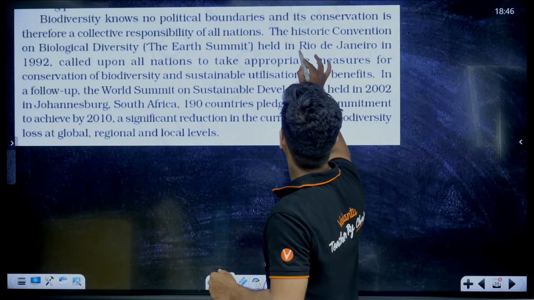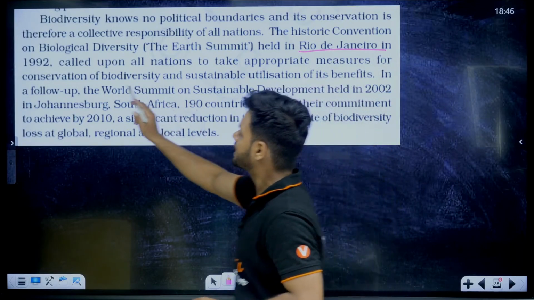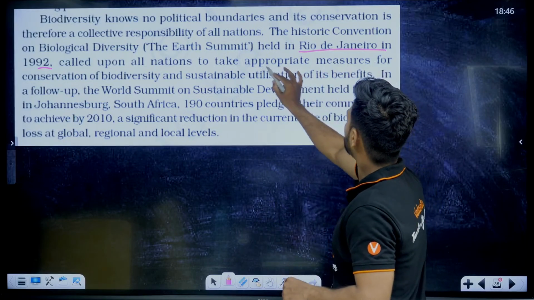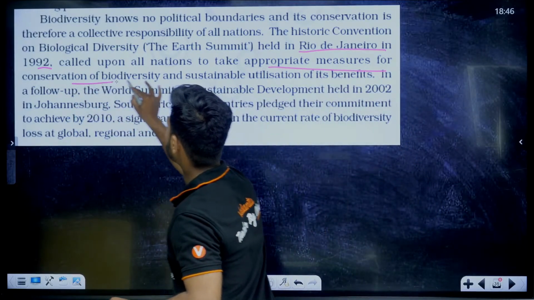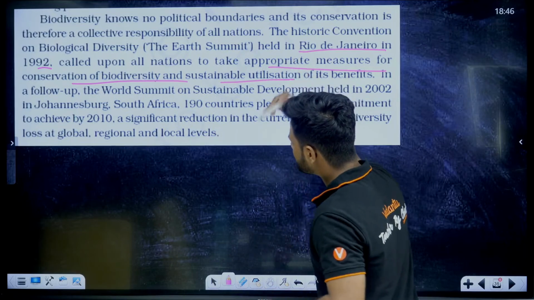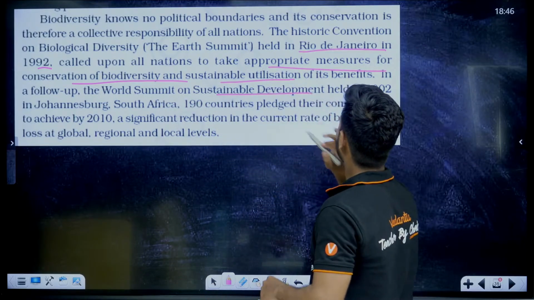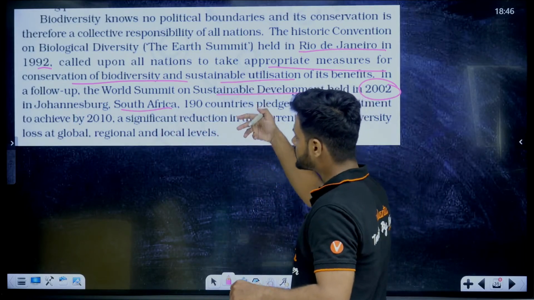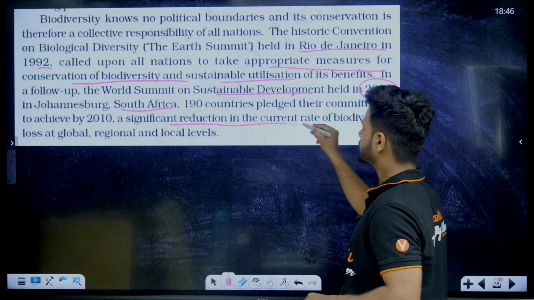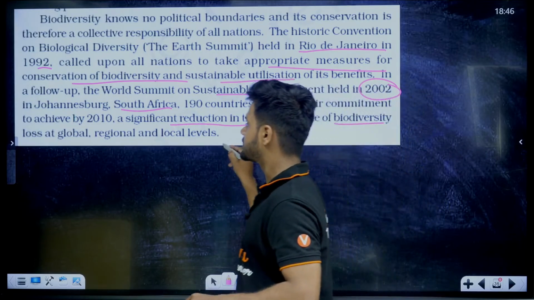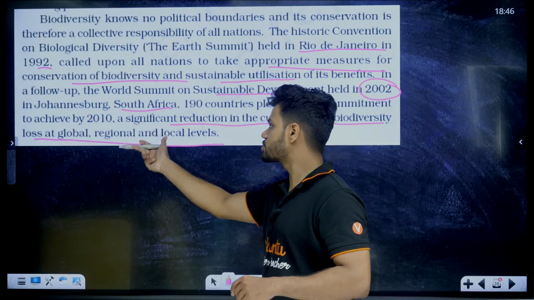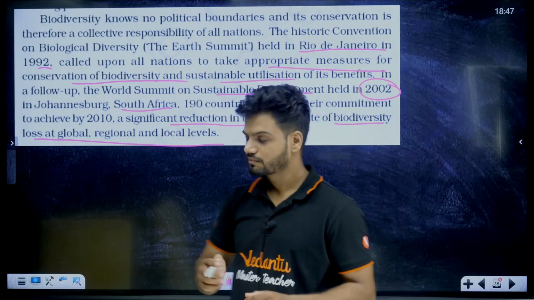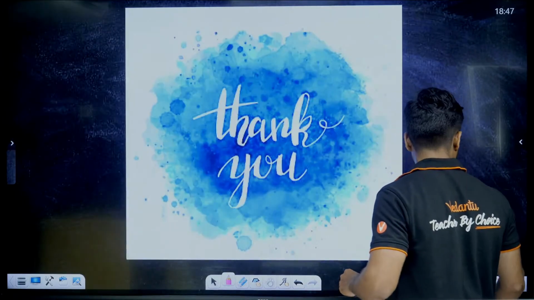Then we have your dates. The first one is going to be Rio de Janeiro in 1992. And the aim? Appropriate measures for conservation of biodiversity and sustainable development. Then we have the World Summit which happened in Johannesburg, South Africa, in 2002. What is the goal of this? A significant reduction in the current rate of biodiversity loss at global, regional and local level.